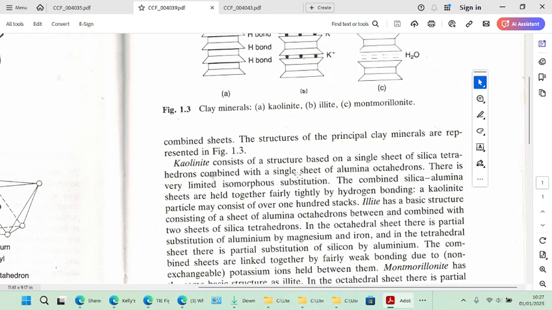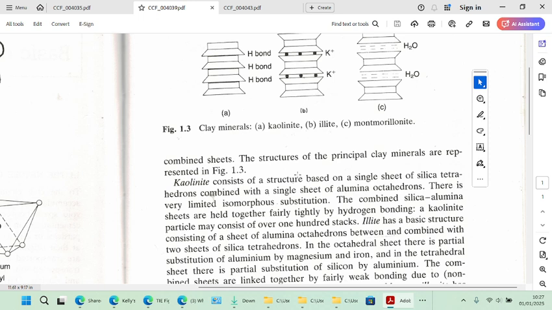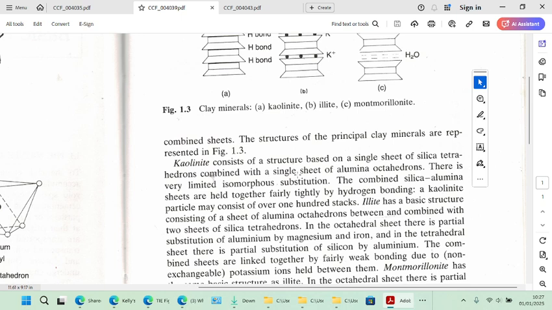Kaolinite consists of a structure based on a single sheet of silica tetrahedrons combined with a single sheet of aluminium octahedrons. There is very limited isomorphous substitution. The combined silica-alumina sheets are held together fairly tightly by hydrogen bonding. A kaolinite particle may consist of over 100 stacks.